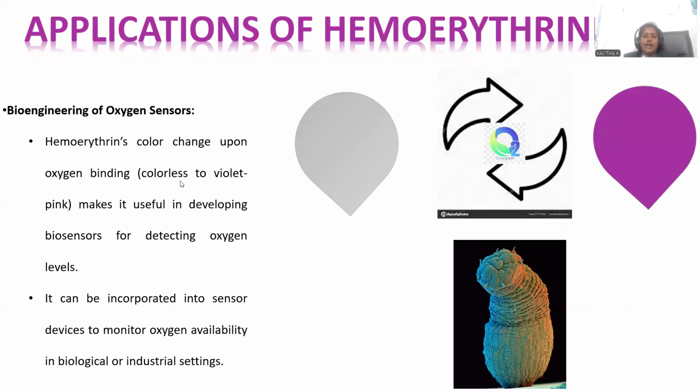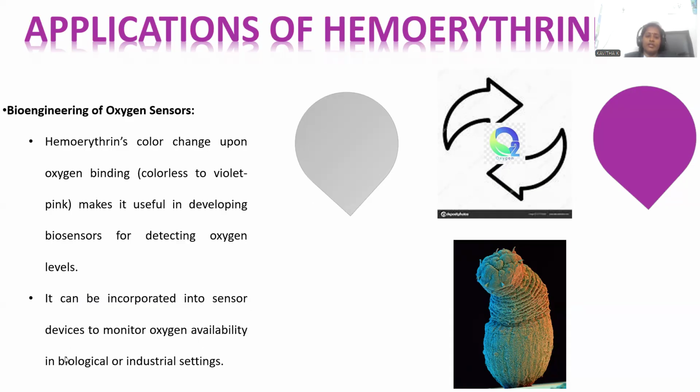And hemerythrin changes color upon oxygen binding: initially colorless, later it shifts to purple because of the oxygenation process, and it is indicated with the double-headed arrow. Reversibility is the criterion accompanying the oxygenated and deoxygenated forms.